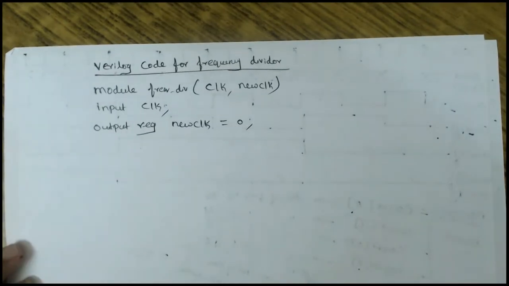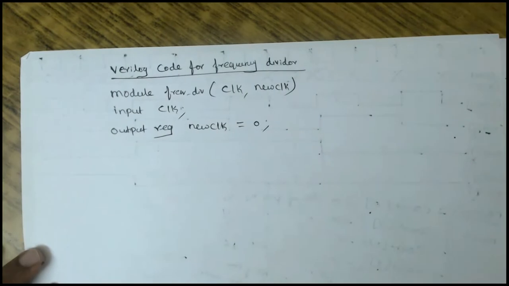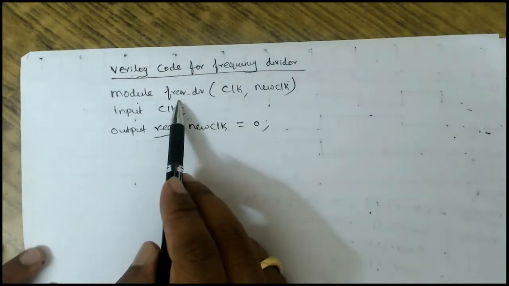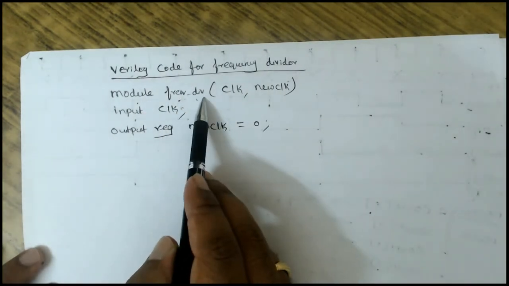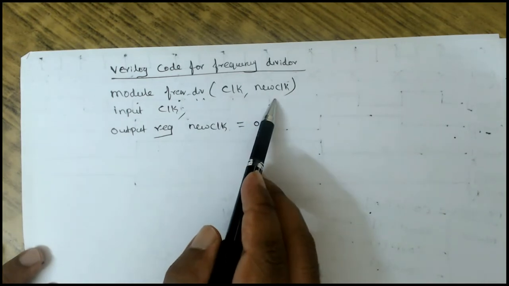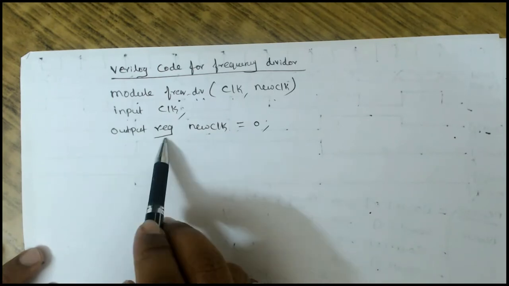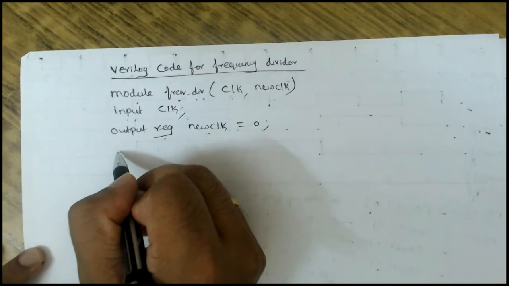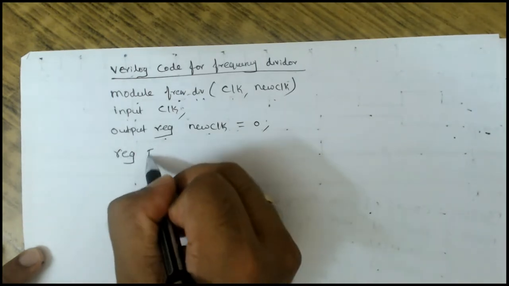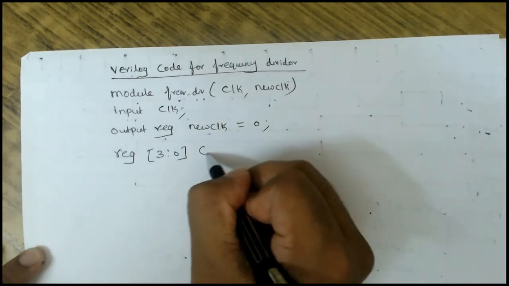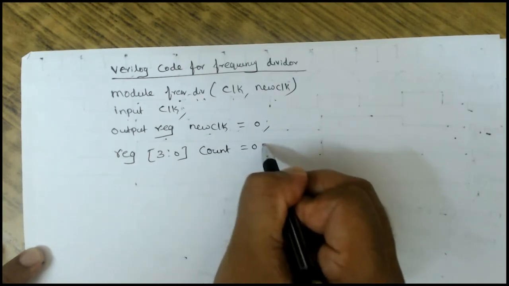I have just started. It's a Verilog code for a frequency divider, wherein I have defined a module with the name frequency_division. Clock is my input and new clock is the output. I'm defining the output using reg because I'll be using an always block. Now I define one more intermediate, a 4-bit register called count, and I initialize it to 0.